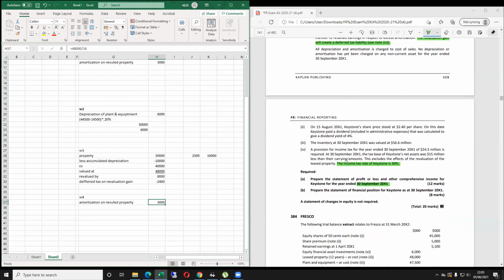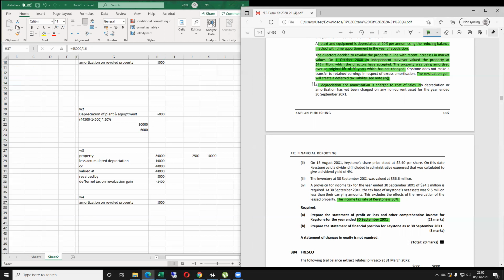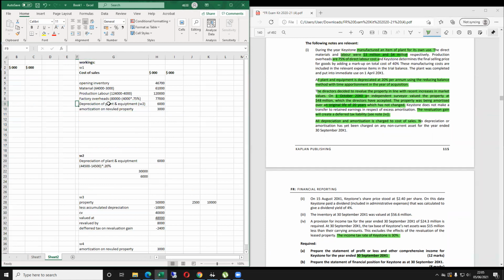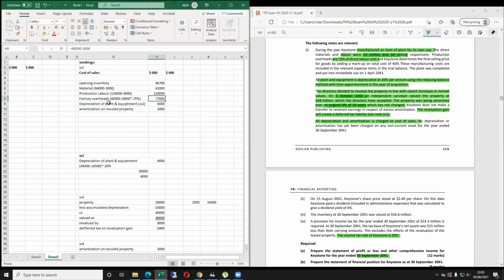Okay, next bit. All the depreciation and amortization is charged, and the examiners have told us already specifically. So in this question, you cannot write these two on a separate line. You cannot write it here. It has to be inside the cost of sales.